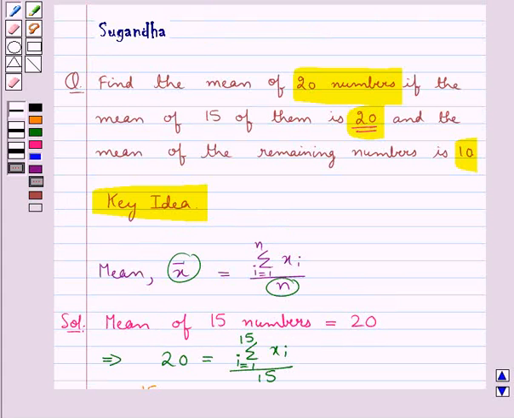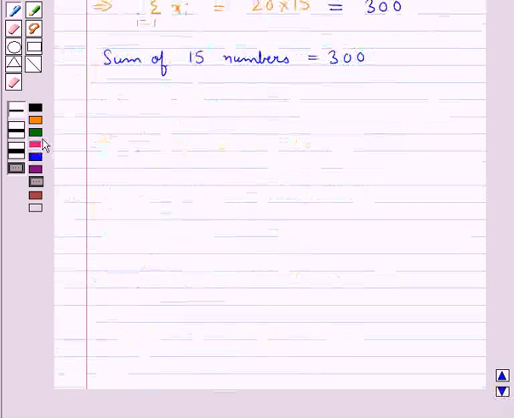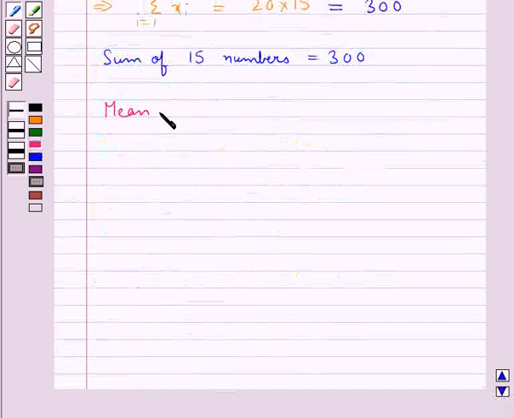This means that the sum of the 15 numbers is equal to 300. Now it's given that the total is 20 numbers, and the mean of the remaining numbers, that is 20 minus 15, that is 5 numbers, is 10. So the mean of the 5 numbers is equal to 10.